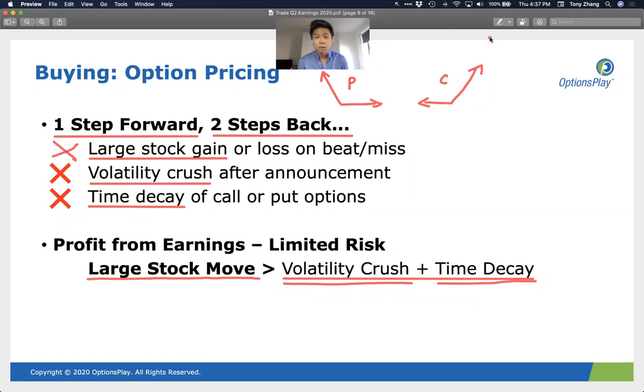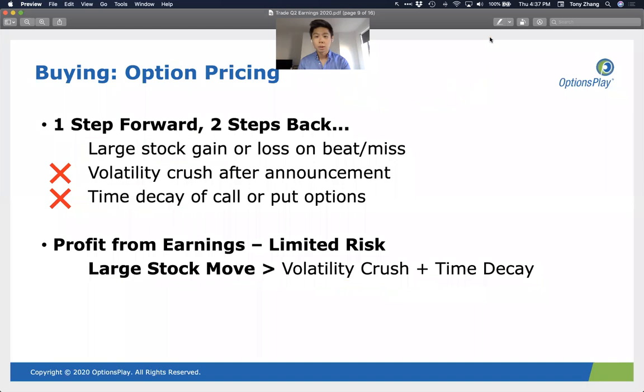So if you understand this, please type 2 into the chat window. Perfect.